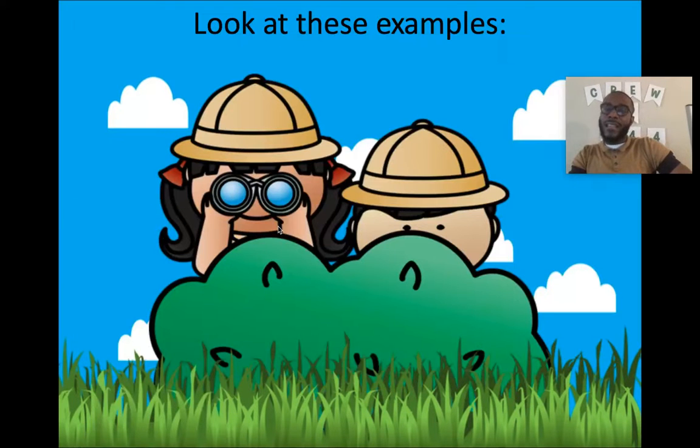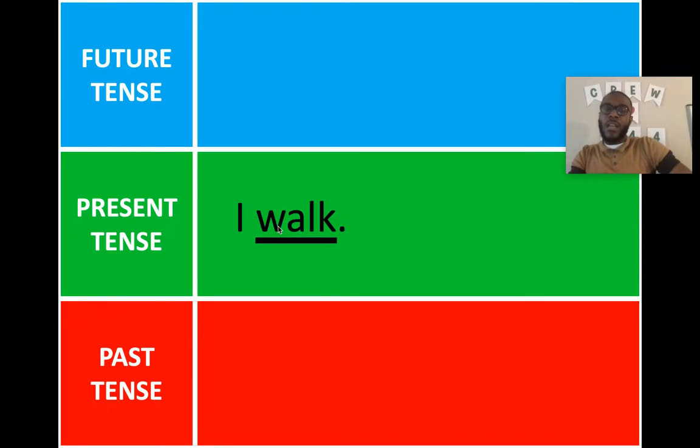We're going to practice that. We're going to look at some examples and we're going to practice. So for present tense, if I have walk, what will past tense be? That's right. You add an ed to walk because we're talking about an action that already took place, and it becomes I walked.